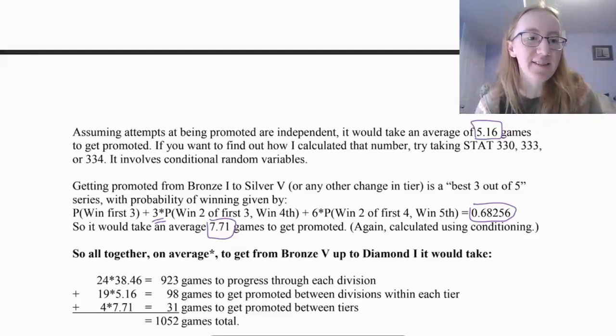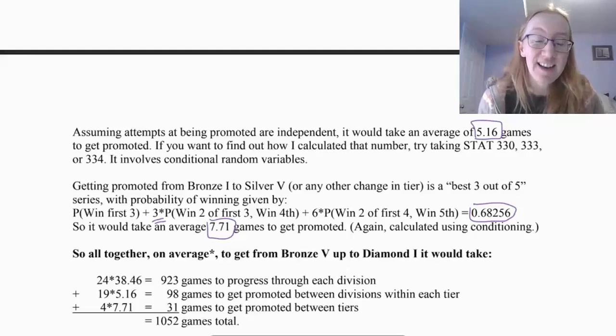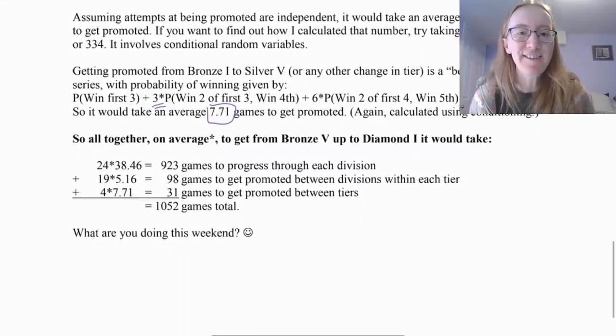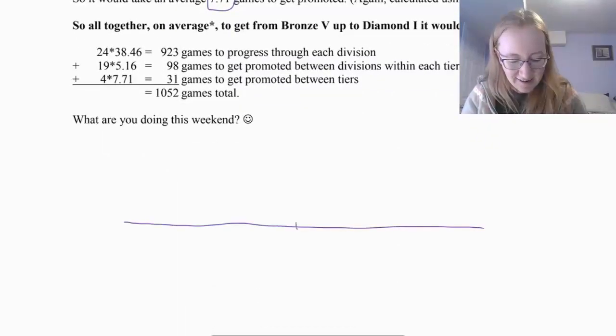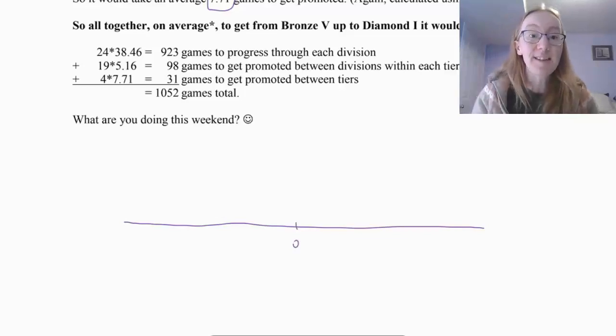Someone in the chat said this sounds a lot like a random walk. It very much is. So the random walk is a cool statistical model. Maybe I'm going to scroll down and talk about the random walk. You're basically on a number line, you start at the origin, and then on every step you flip a coin, and you either go up 1 or down 1.